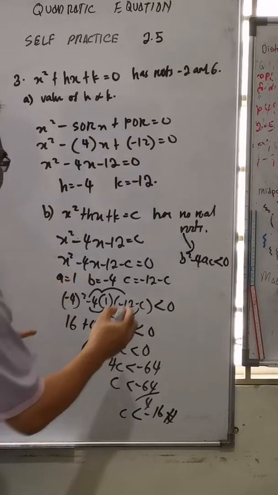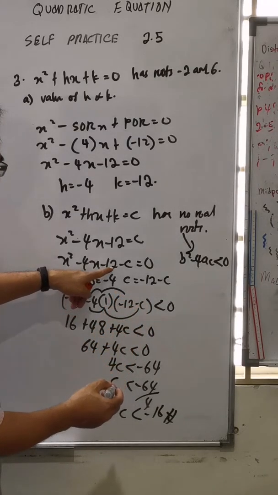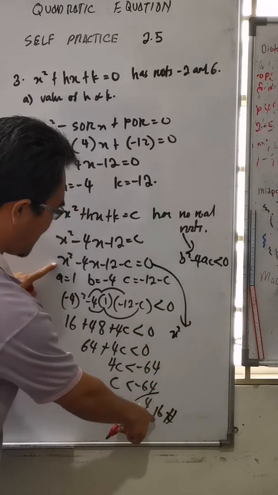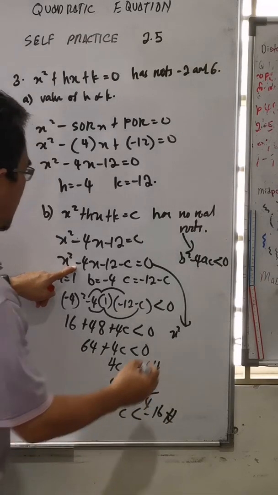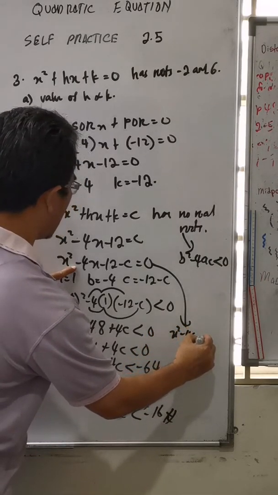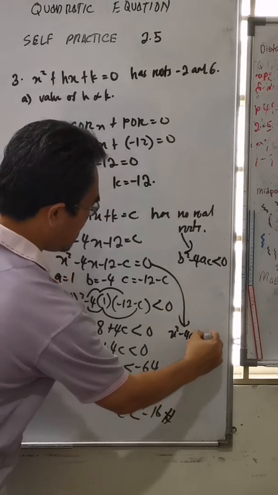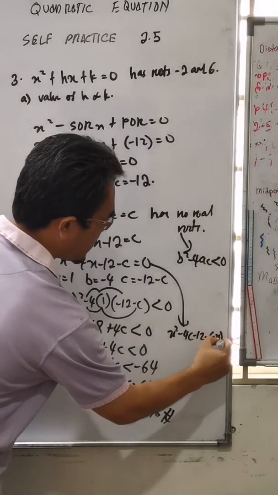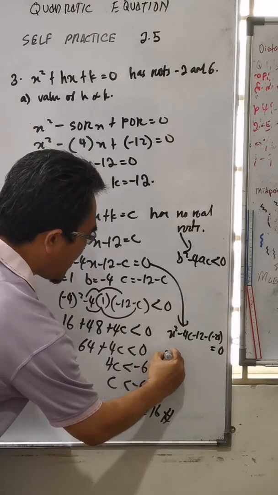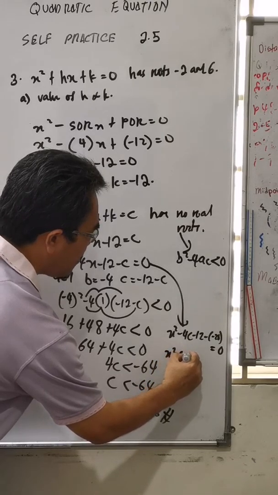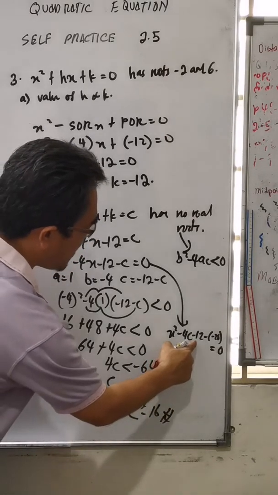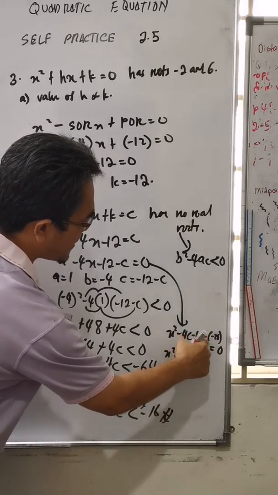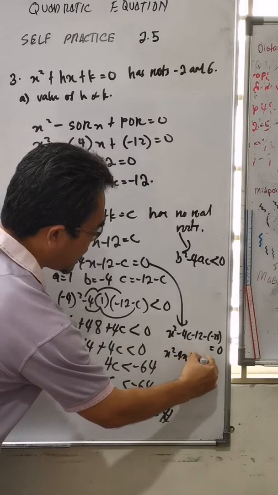Okay, let's try one. I replace, for example, I pick negative 20. So the equation becomes x squared minus 4x minus 12 minus negative 20 equal to 0. Simplify: x squared minus 4x, minus 12 plus 20 becomes plus 8, equals 0.